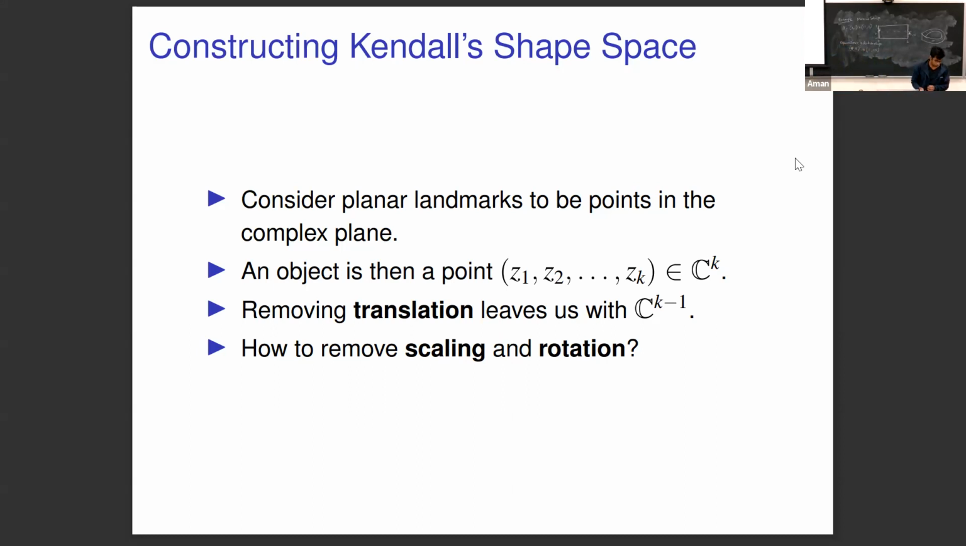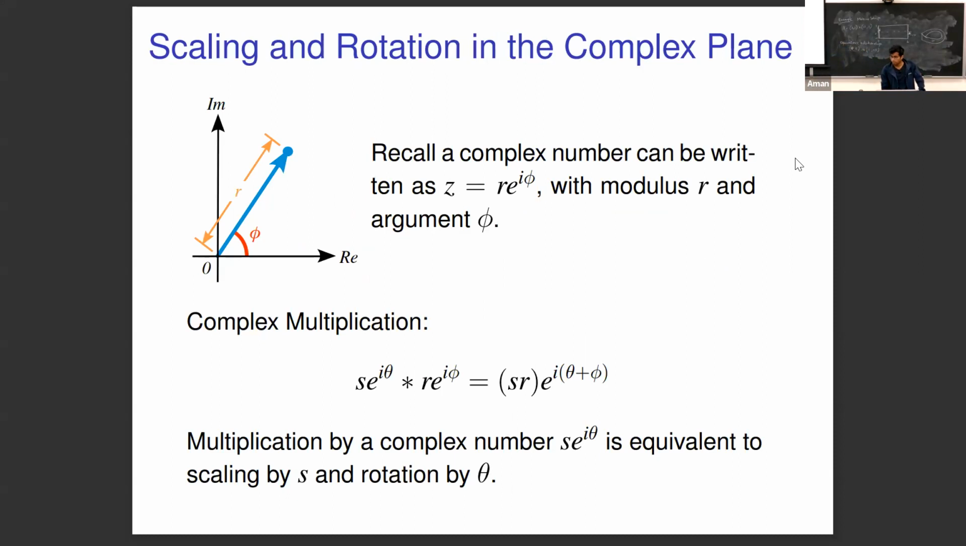All right. Now what we want is to remove the scale and the rotation also from these objects, so that the objects are aligned irrespective of the shape size and the translation. All right. So let's look at how we do scaling and rotation in complex planes, right?